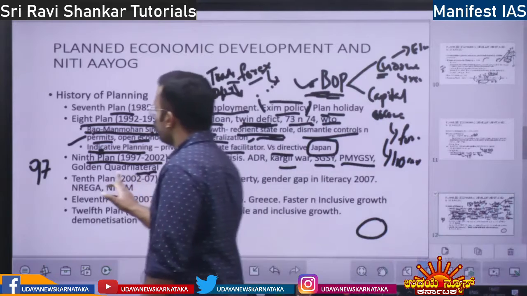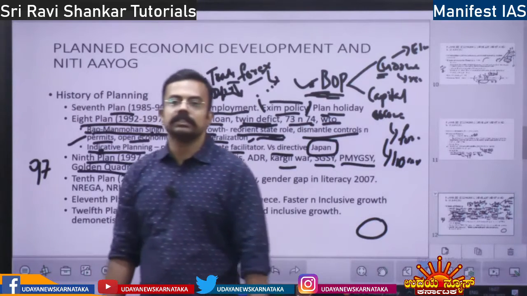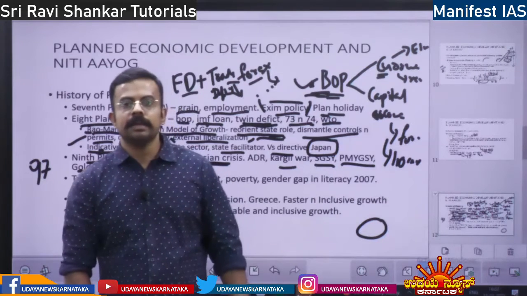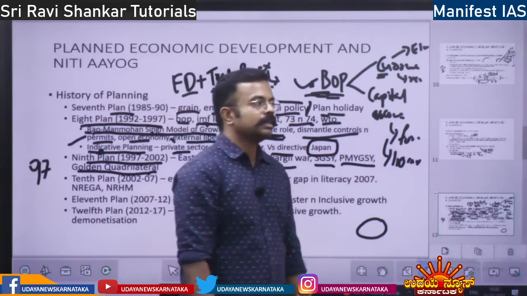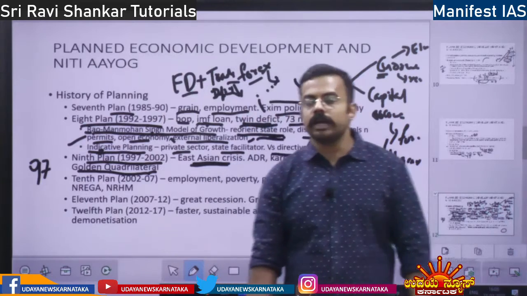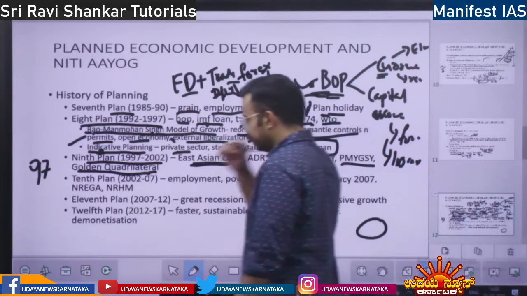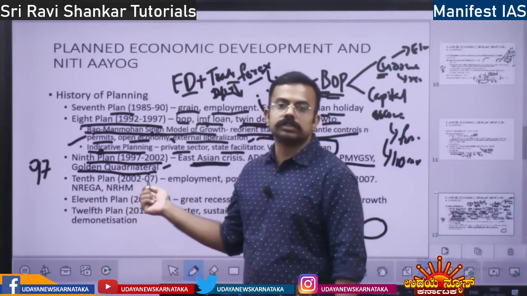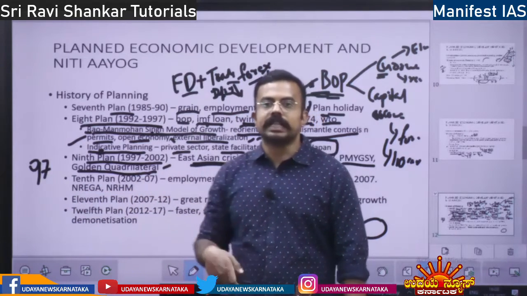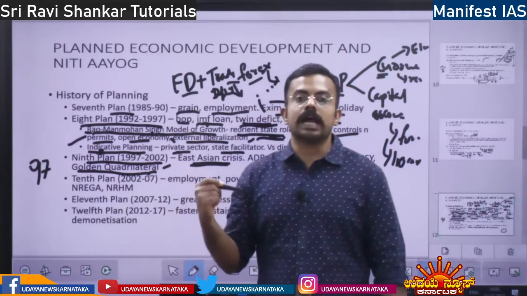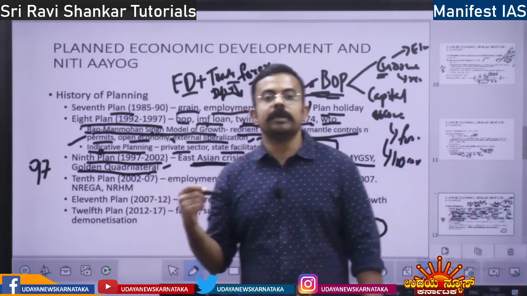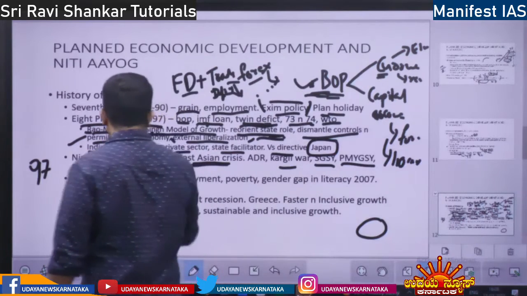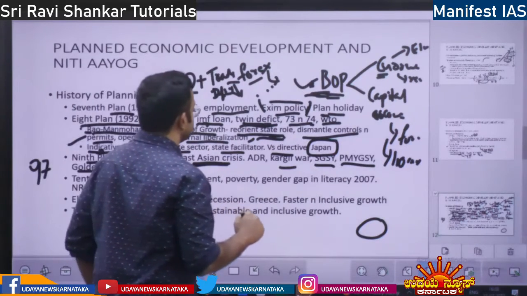And also, the Golden Quadrilateral gets built. The Golden Quadrilateral connects Delhi, Mumbai, Chennai, Kolkata. This is with respect to roads. For railways, that is called the Diamond Quadrilateral. The Diamond Quadrilateral is with respect to railways, right? This is what happens in the ninth plan, right?